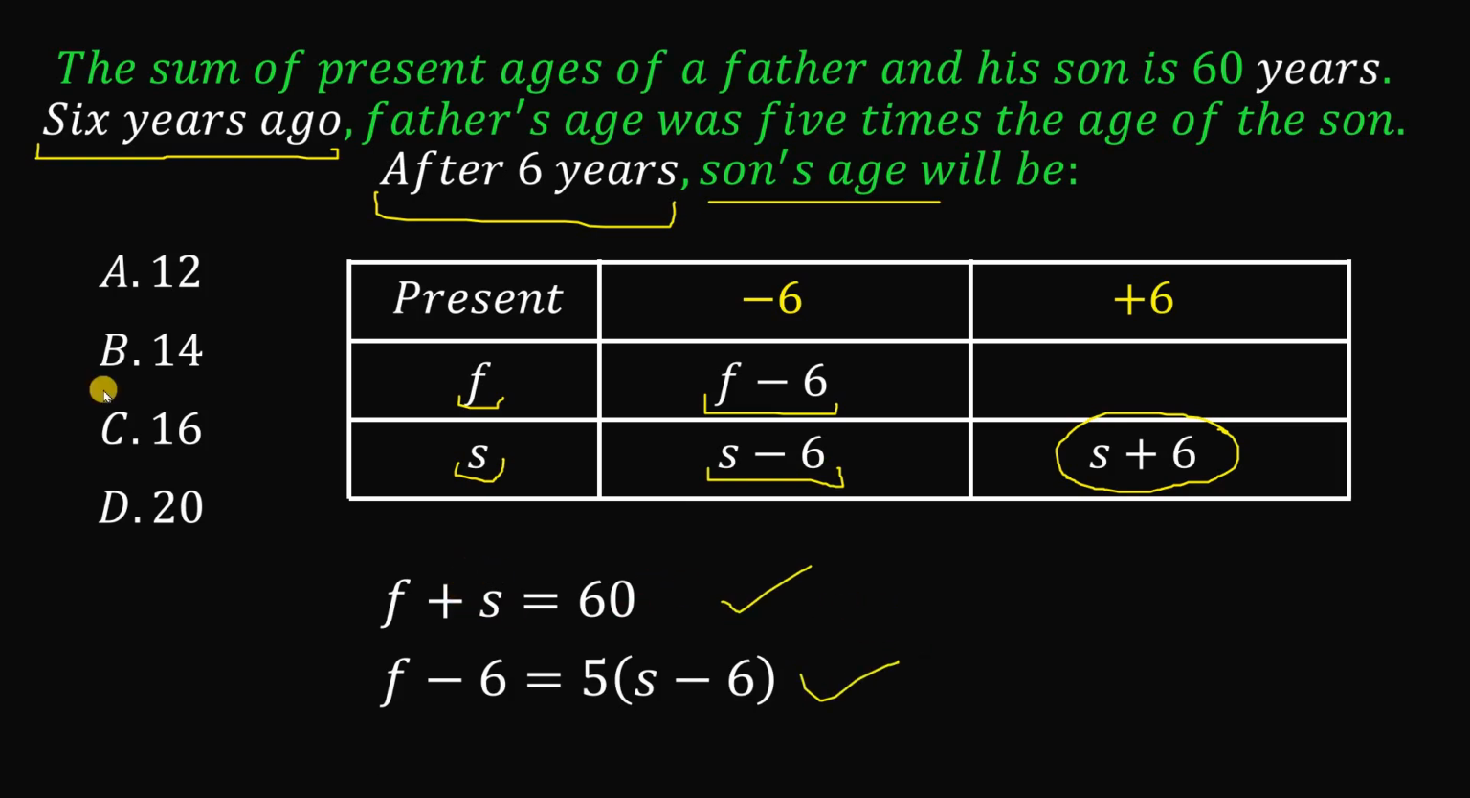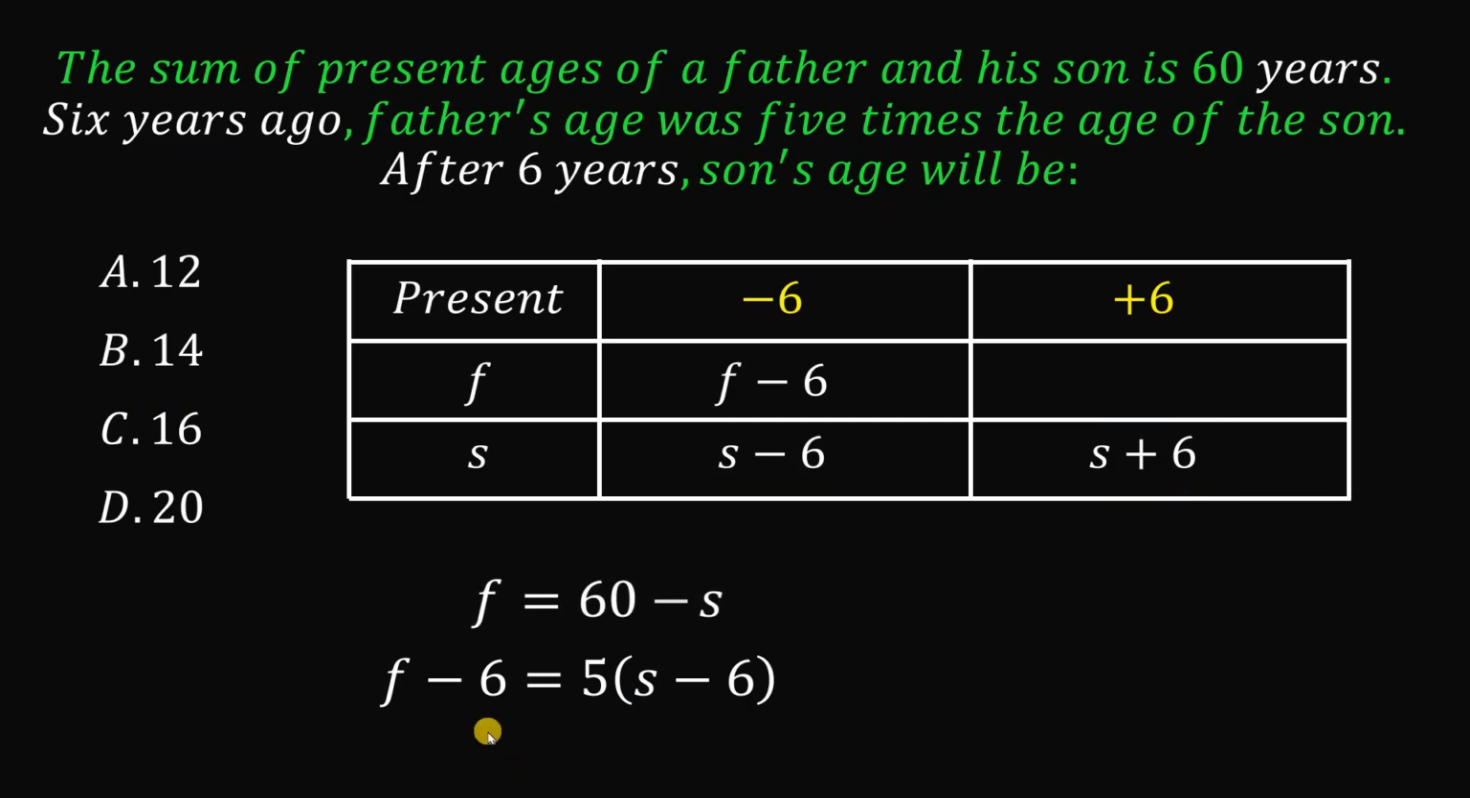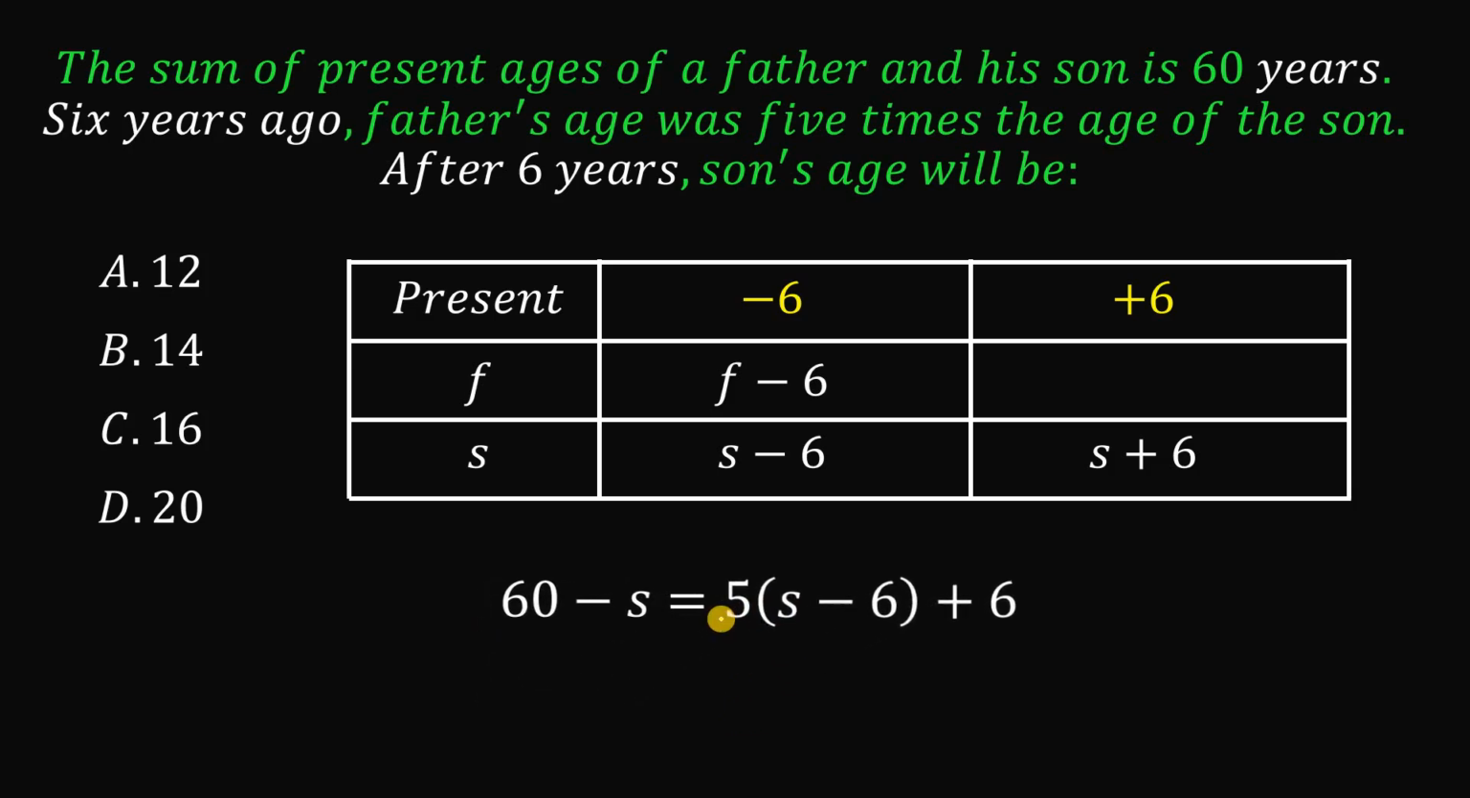So, the first one, let's subtract S on both sides. And on the second equation, let's add 6 on both sides. Now, they are both equal to F, so we can equate them. Now, distribute this 5 to S minus 6. So, we have 5S minus 30. Combining like terms, negative 30 plus 6 is negative 24. Now, add S on both sides. So, we have 6S. And then add 24 on both sides.